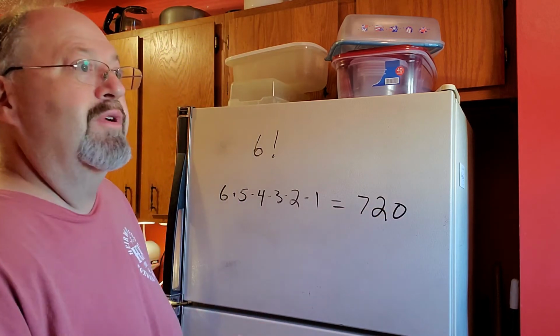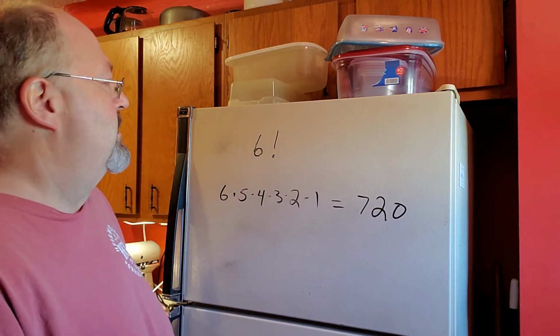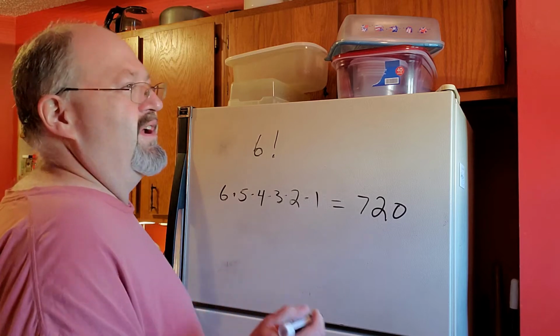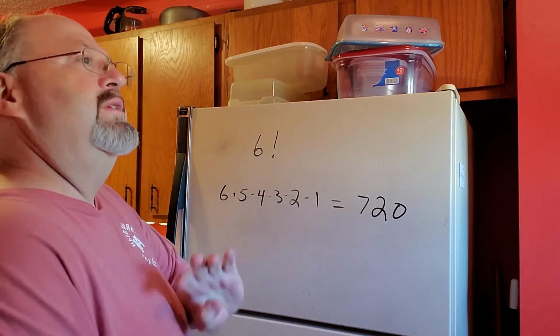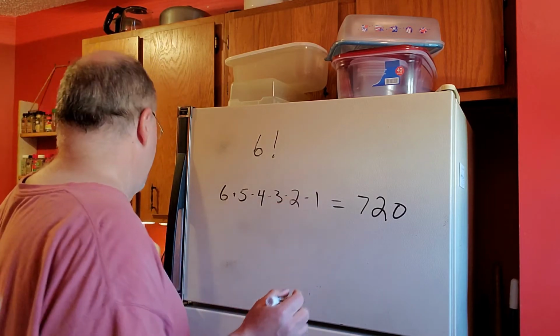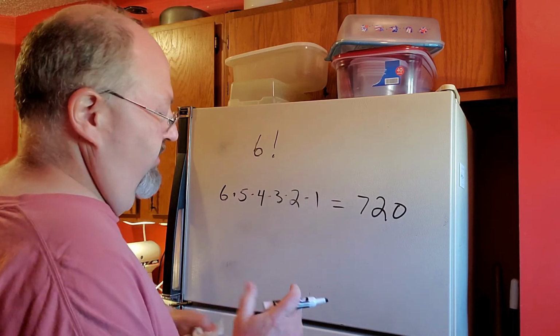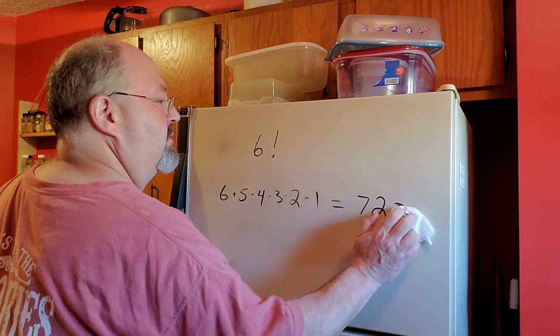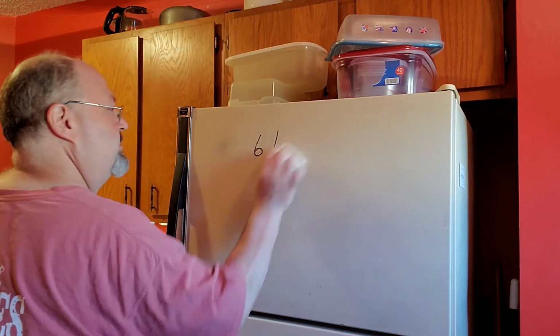And these numbers get big pretty quickly. Used to be calculators could only do up to 69 factorial, and then it got too big for the calculator. Some of them now can do more than that.